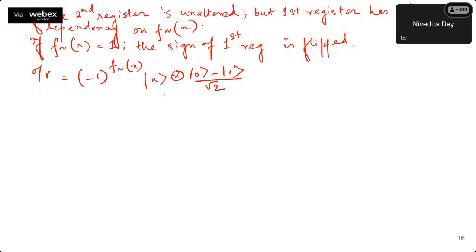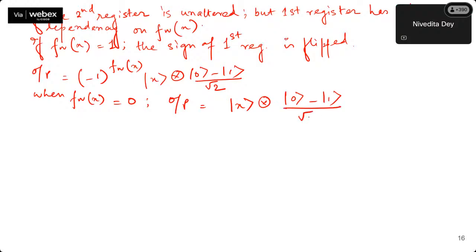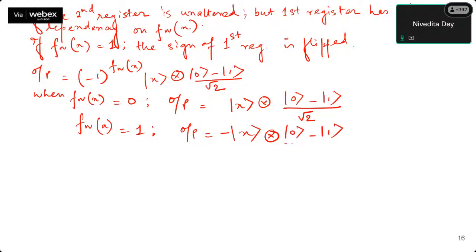So that means when f_w(x) is equal to 0 first, then the output will be what? |x>, because minus 1 to the power 0 is 1. So it's |x> tensor product (|0> minus |1>) by root 2. And when f_w(x) is equal to 1, then my output is ultimately the minus, because minus 1 to the power 1 is minus 1. So minus |x> takes a tensor product with this thing.